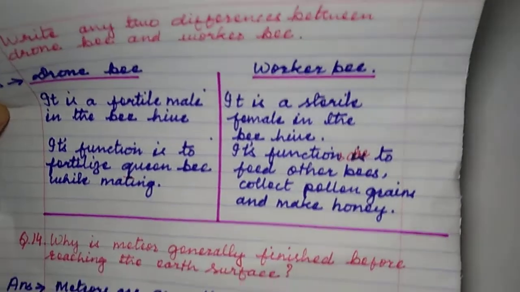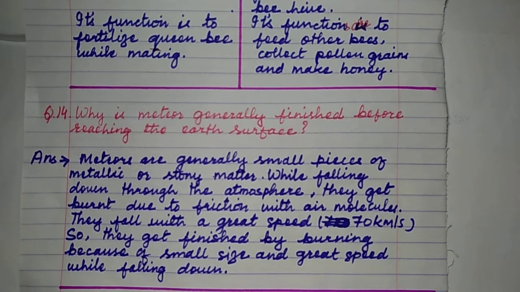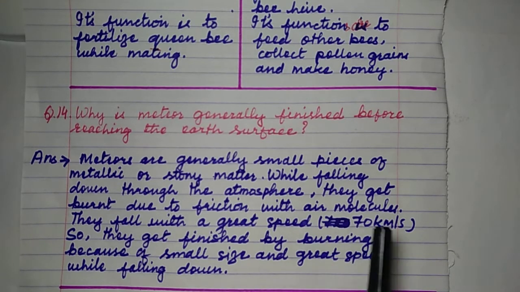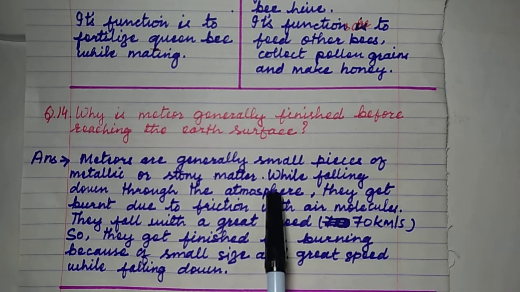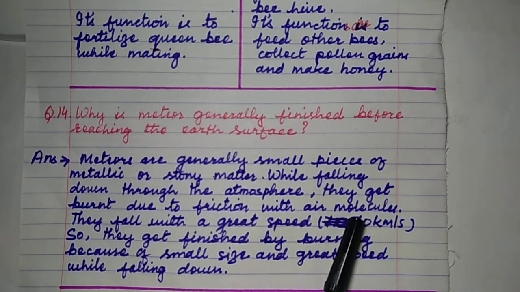Now the next question is, why is meteor generally finished before reaching the Earth's surface? Meteors are generally small pieces of metallic or stony matter. These are solid heavenly bodies. While falling down through the atmosphere, they get burned due to friction with air molecules. They fall with a great speed, 70 km per second. So they get finished by burning because of small size and great speed while falling down.